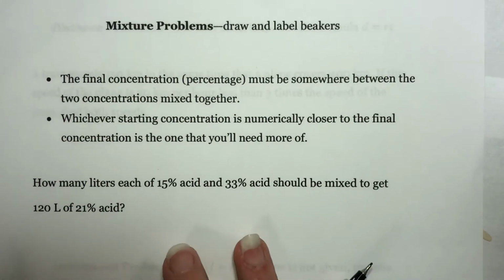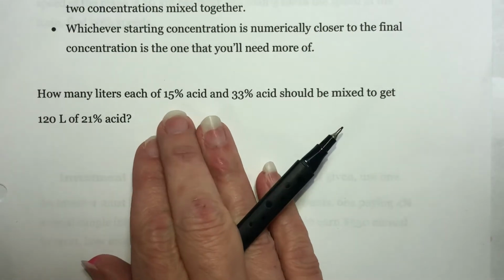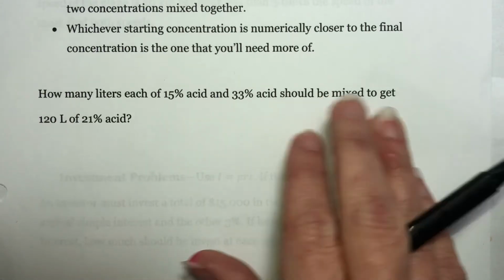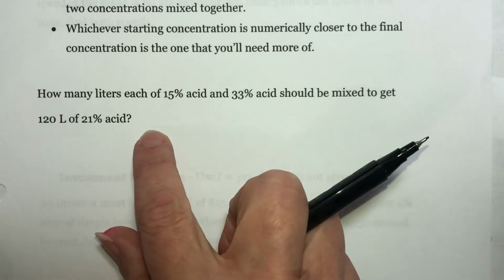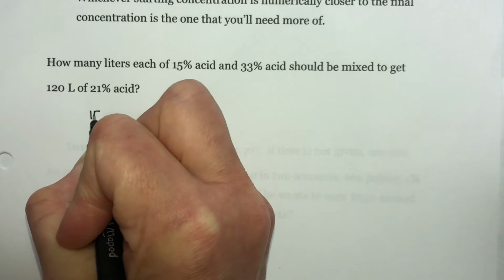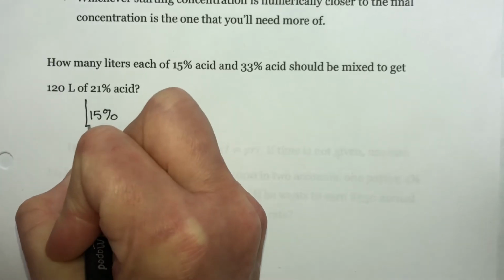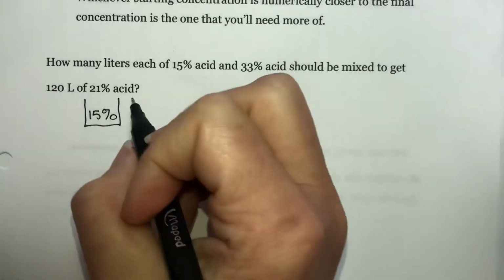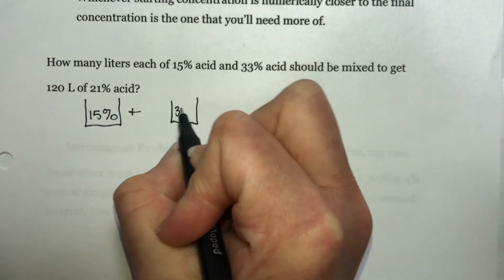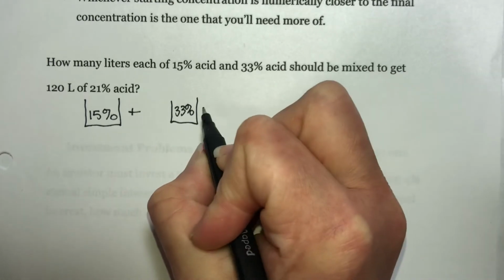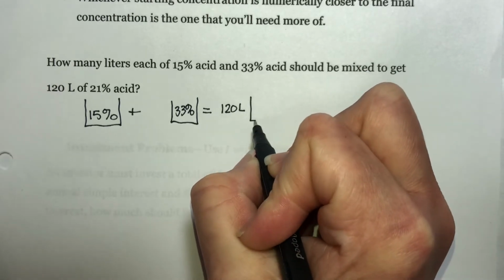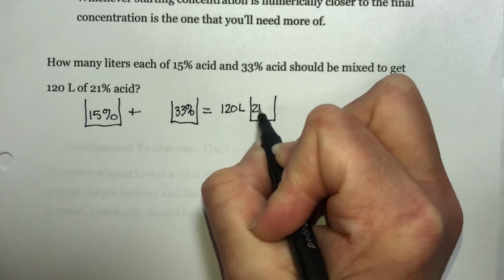Okay. How many liters each of 15% acid and 33% acid should be mixed to get 120 liters of 21% acid? Okay. So I'm going to be mixing 15% acid. Okay. And I'm going to be mixing it with some 33% acid. And I want to end up with 120 liters of 21% acid.